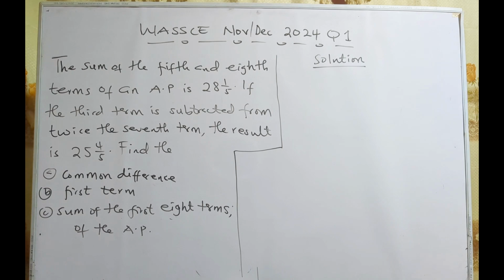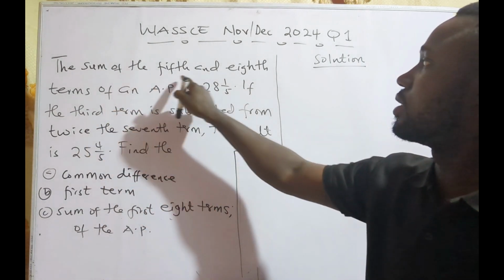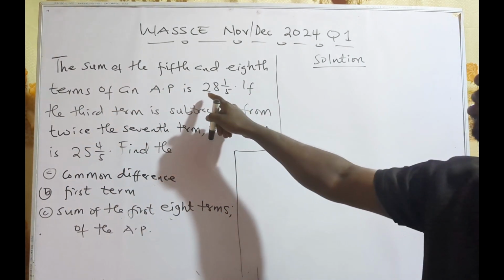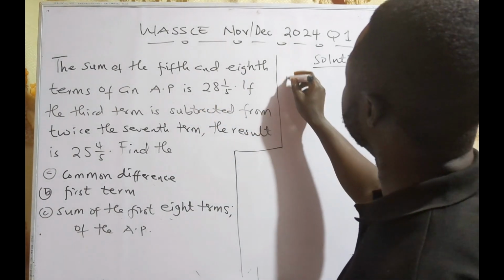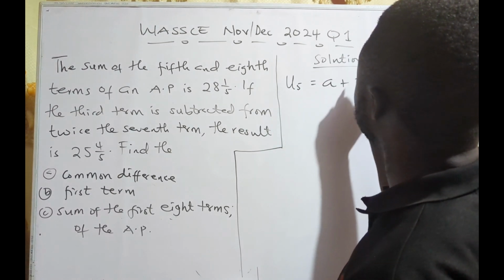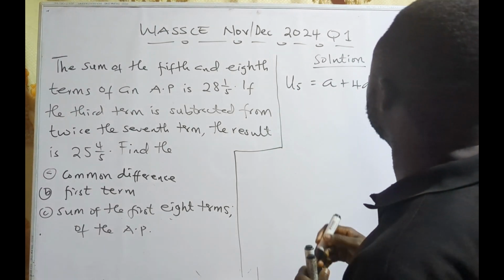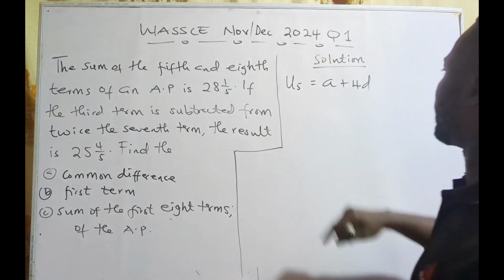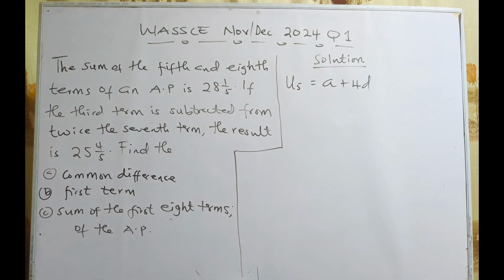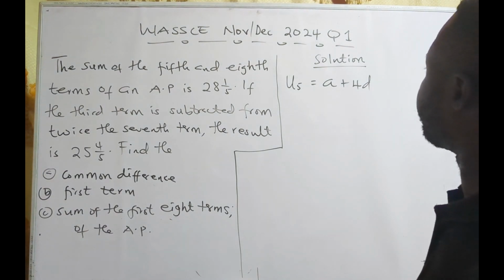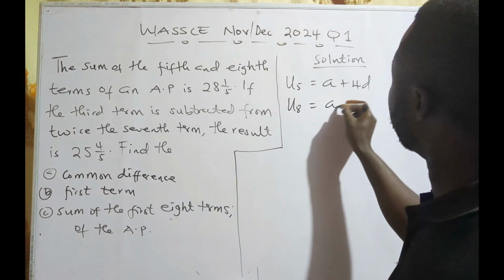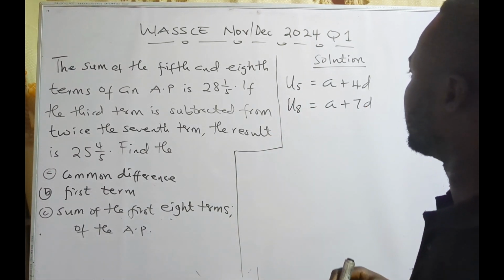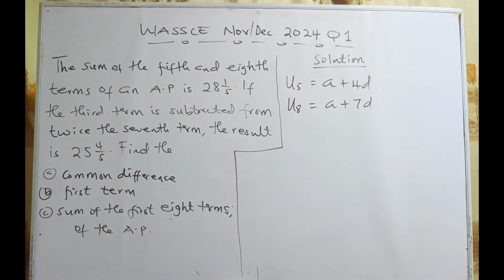So the question said the sum of the fifth and the eighth terms is 28 whole number 1 over 5. Let's look at the fifth term. The fifth term is A plus 4D, where A is the first term and D is the common difference. We are all privy to this. The eighth term is A plus 7D.